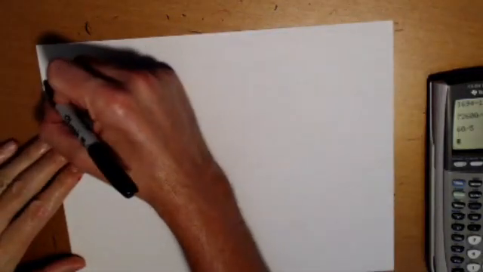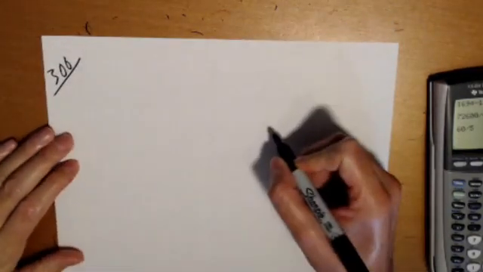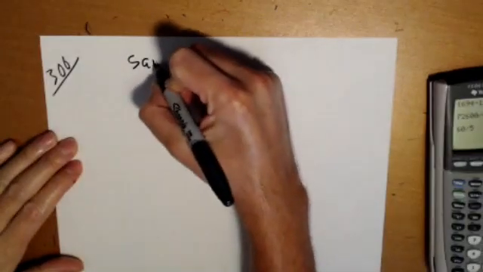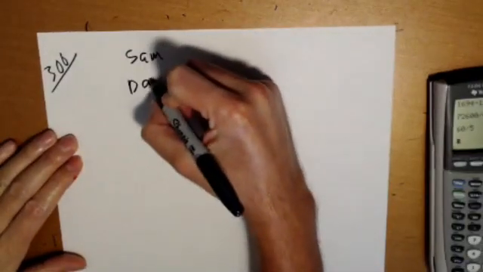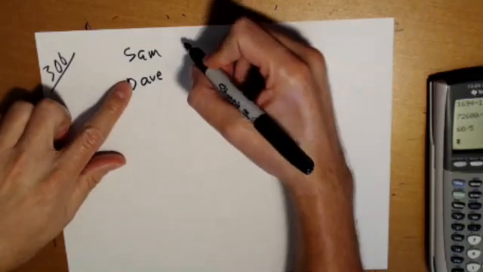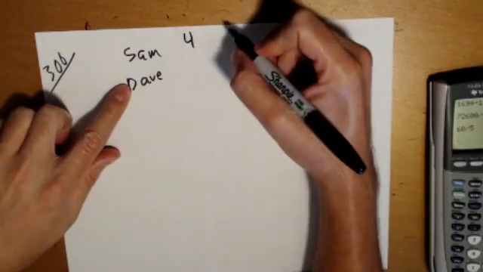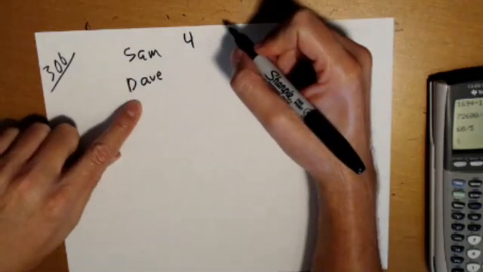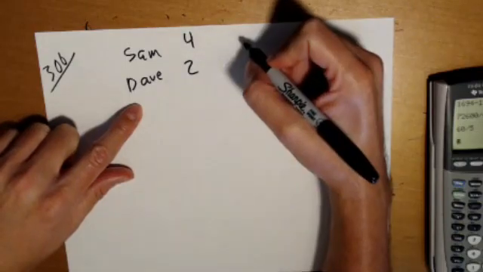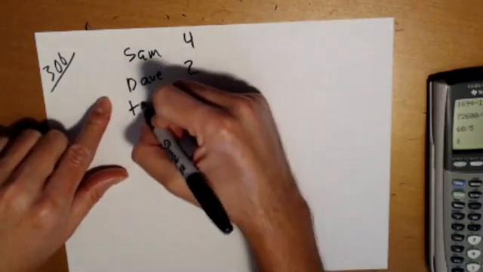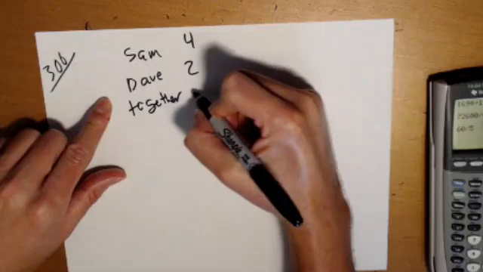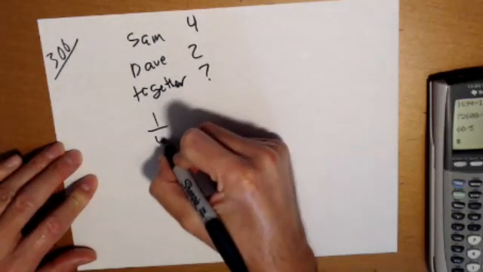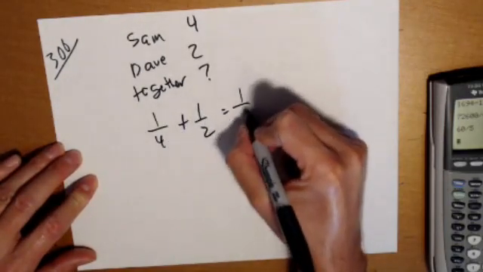306. We have Sam, Dave. Takes Sam 4 hours to rake the lawn. His brother Dave can do it in 2 hours. How long will it take them working together? Okay. So this is just a classic problem. 1 over 4 plus 1 over 2 equals 1 over t.